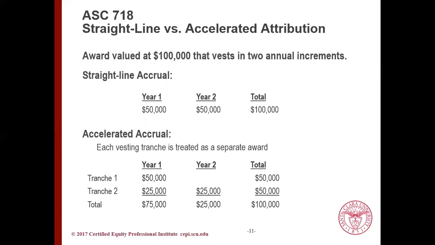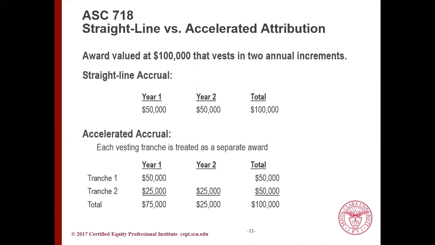And actually, we have an example that compares these two approaches. The first one is a straight line accrual. So I have an award valued at $100,000. That's my cost for the award, and it vests in 2 annual increments. In a straight line accrual, we're just going to take that $100,000 and divide it by 2 because we have 2 years in my service period, and we're going to calculate $50,000 of expense per year.